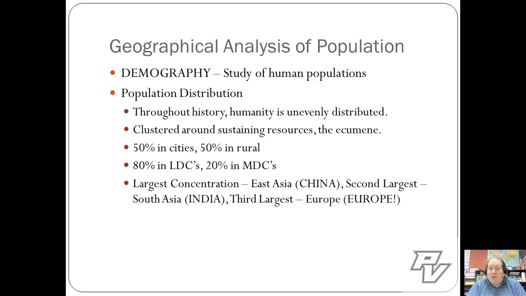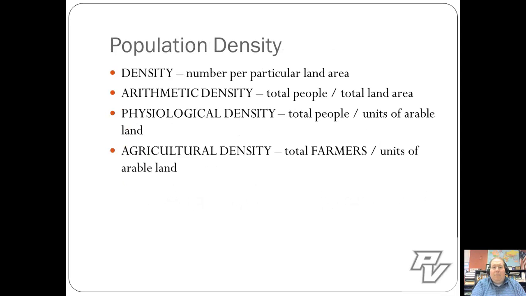The largest concentrations, of course, we do need to know the three big concentrations of population. The first is East Asia, and when we talk about East Asia, we're going to talk about China. It's extremely important to recall. The second largest will be South Asia, when we're talking about India, and then the third largest will be Europe. Obviously, Europe has had much longer to develop, but Europe, bear in mind, is now decreasing or starting to move lower on the demographic transition, as we'll talk about in a minute.